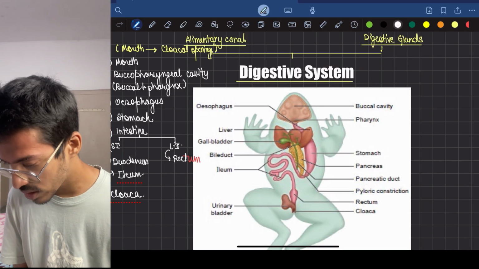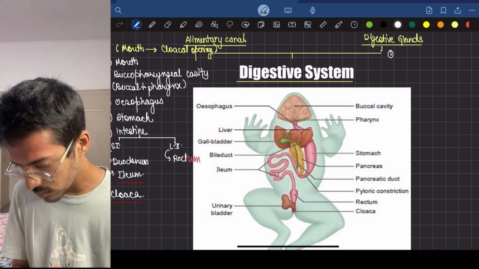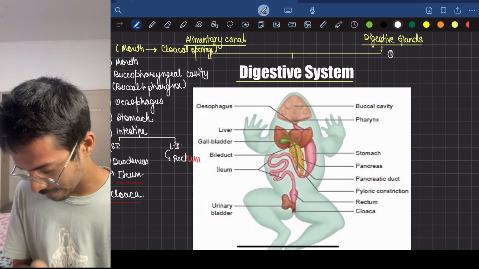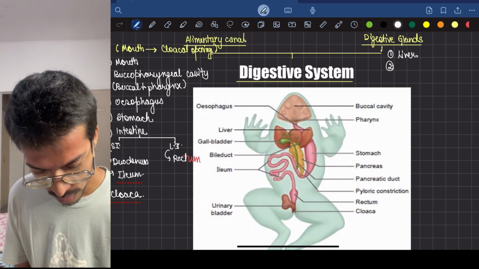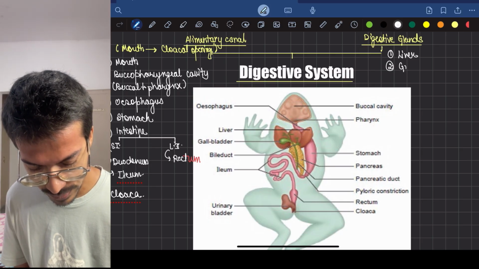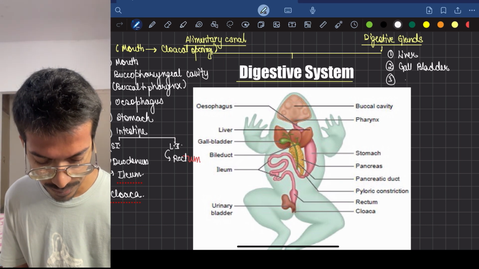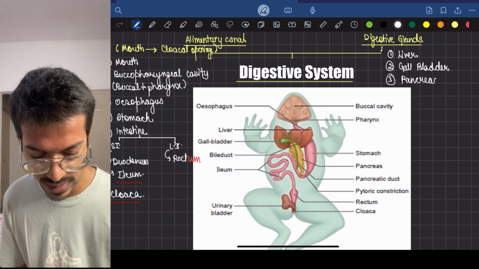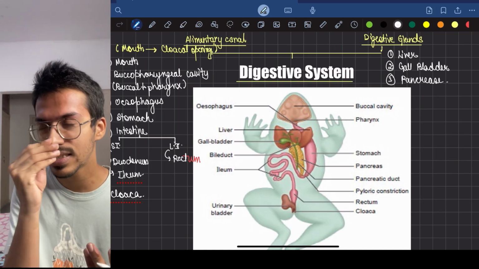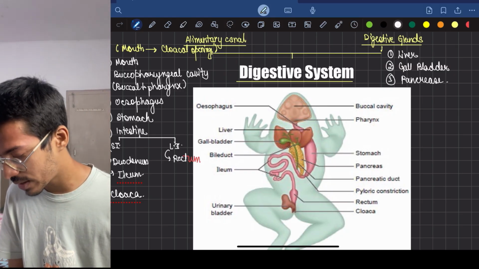When it comes to digestive glands, what digestive glands are present? They are the liver, the gallbladder, and the pancreas. These are the digestive glands that are present. Even in the stomach, there are small unicellular glands present as well.